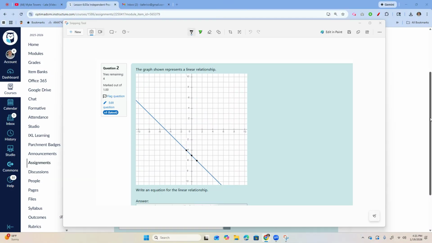So here's problem number 2. Same idea. Remember, we want to write the equation. All these lines that you have seen so far are slanted lines. And for all the slanted lines, the equation is going to look like this: y = mx + b. Remember, start with b. Usually it's the easiest one.